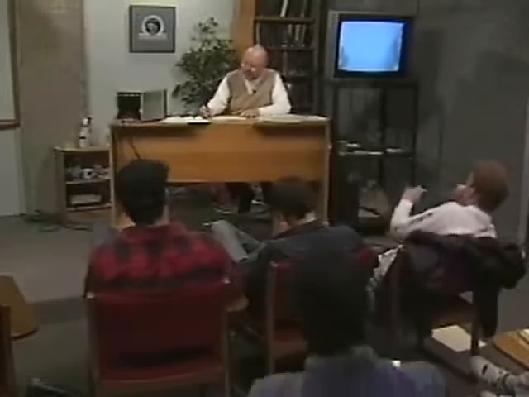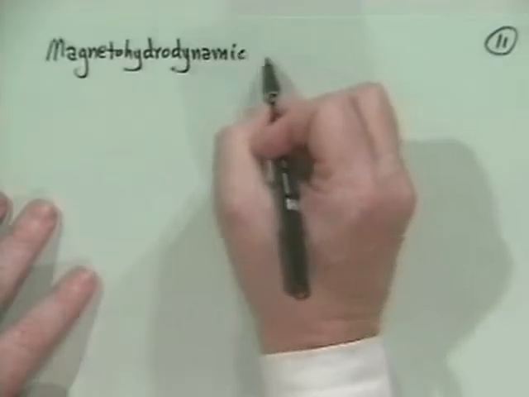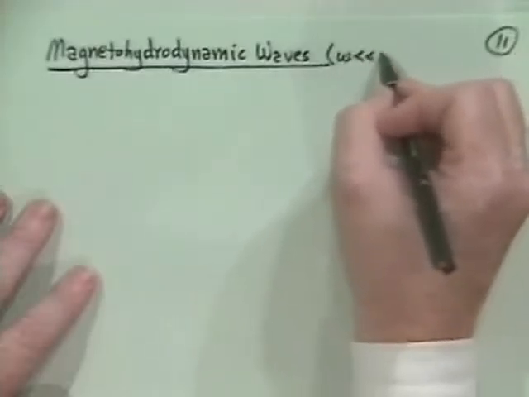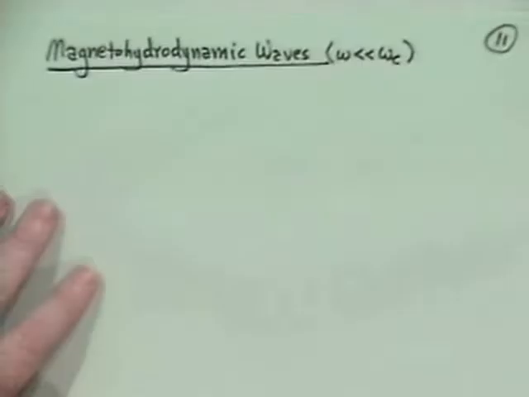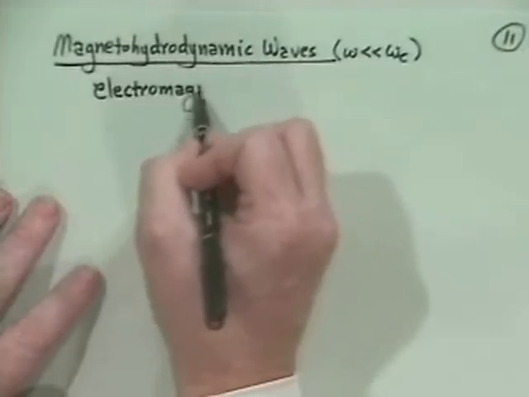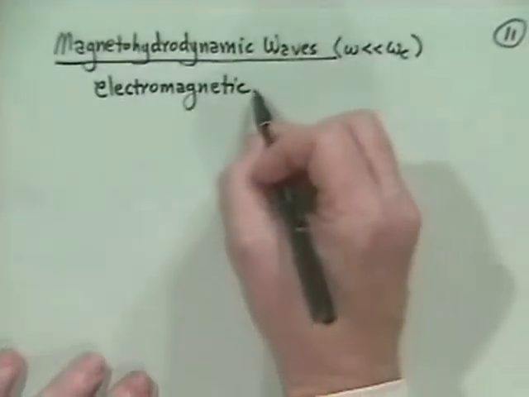Next thing I want to go on to is a special case of magnetohydrodynamic waves, which are the low-frequency versions of all these, or MHD waves. They're often called magnetohydrodynamic waves. And what we mean by that is they're fluid-like, so their frequencies are low compared to the cyclotron frequency. And they are typically electromagnetic in general, not usually electrostatic. And they can be in various directions.